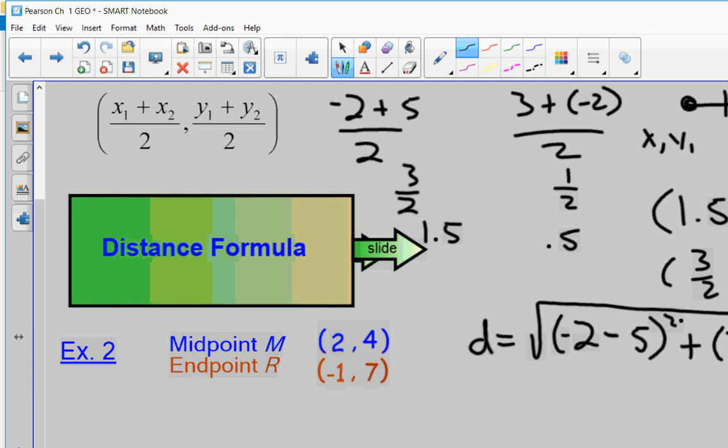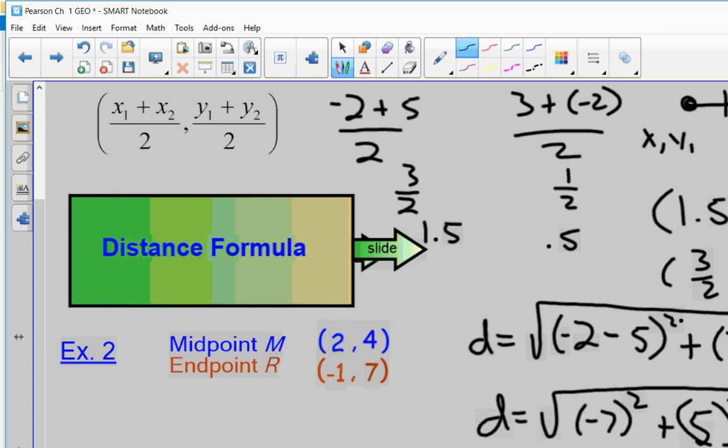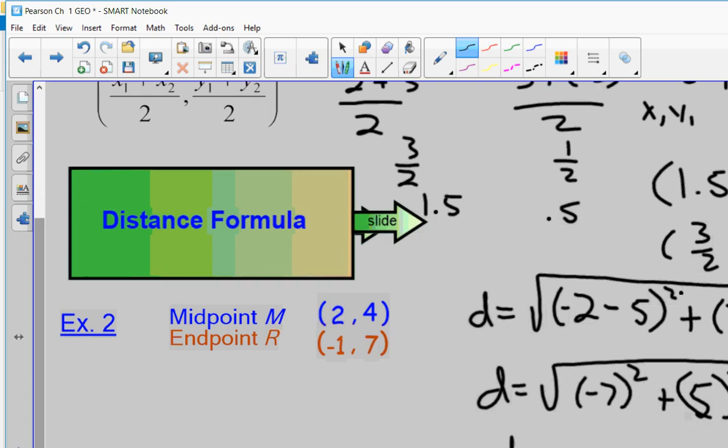Let's just do the math together here. -2 minus 5 is going to get me a -7 squared. 3 plus 2 is going to get me a 5 squared. I'm doing all the steps. I know that some of you are really smart and could do some of this in your head. I'm just going to tell you, don't. Write your stuff down.